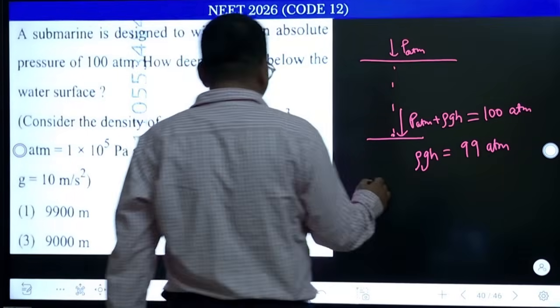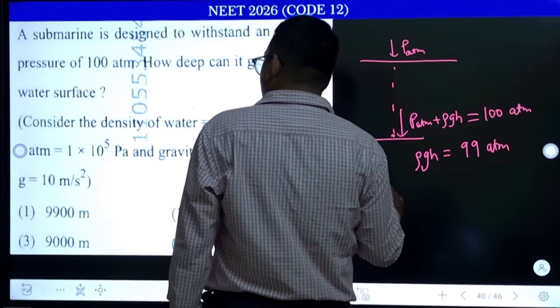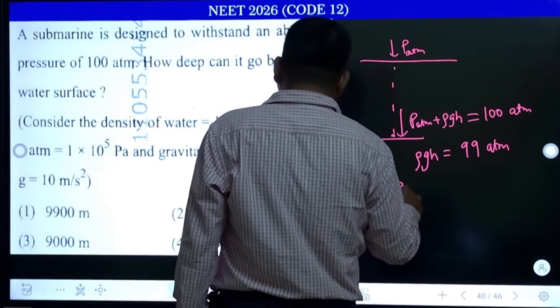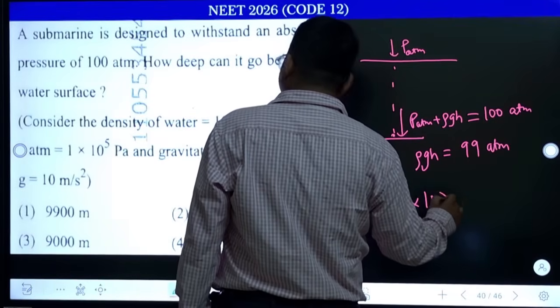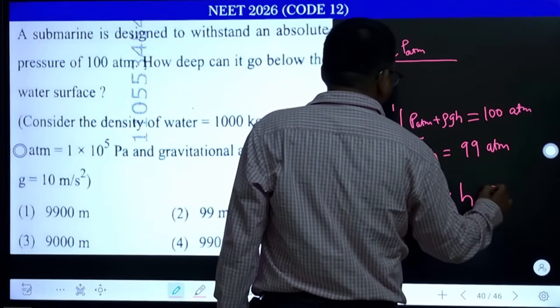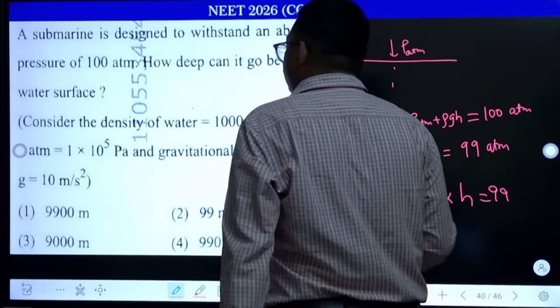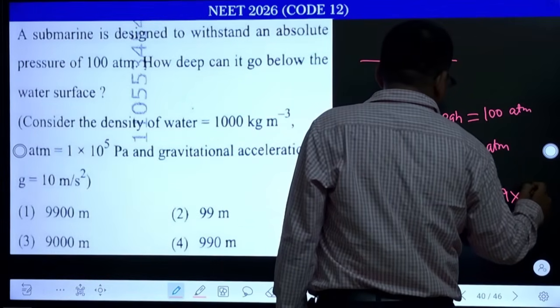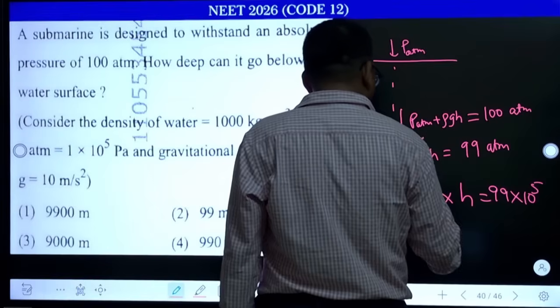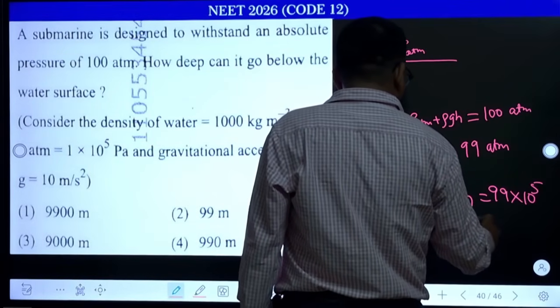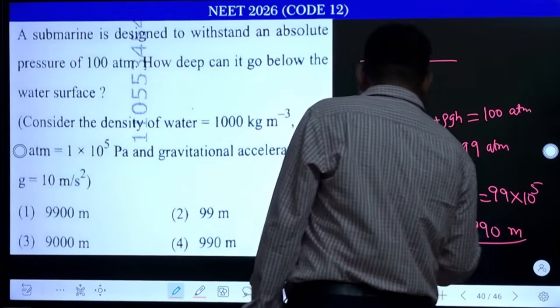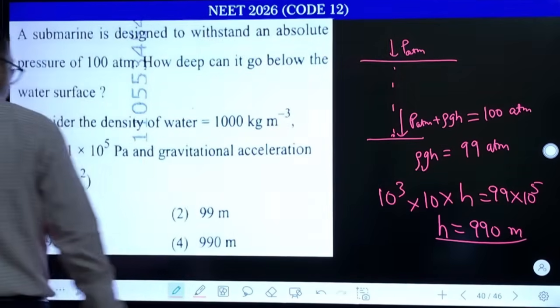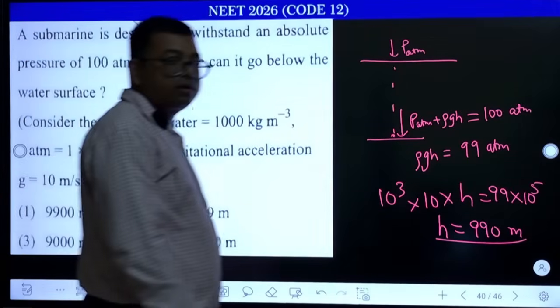Now rho is how much? Water density, 1000. G is also 10. Height you calculate. 99 atmosphere is how much? 10 to the power 5. Now you calculate. So 4 has got cancelled, right? So 990 meters. 990 meter, option 4, right? Let us move next.